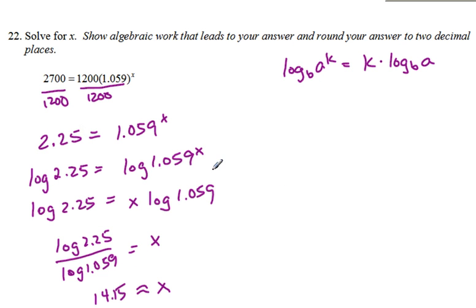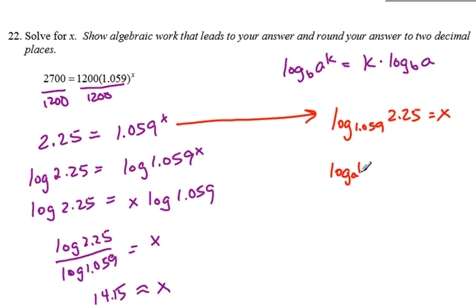Now sometimes I've had people go from this step and say, well, I'm going to rewrite this as log base 1.059 of 2.25 equals x. This is correct, but they get stuck here. So that leads us to making sure we know the change of base law. The change of base law basically says that log base a of b equals log base k of b over log base k of a. And that k can be anything, and we're going to use log base 10.